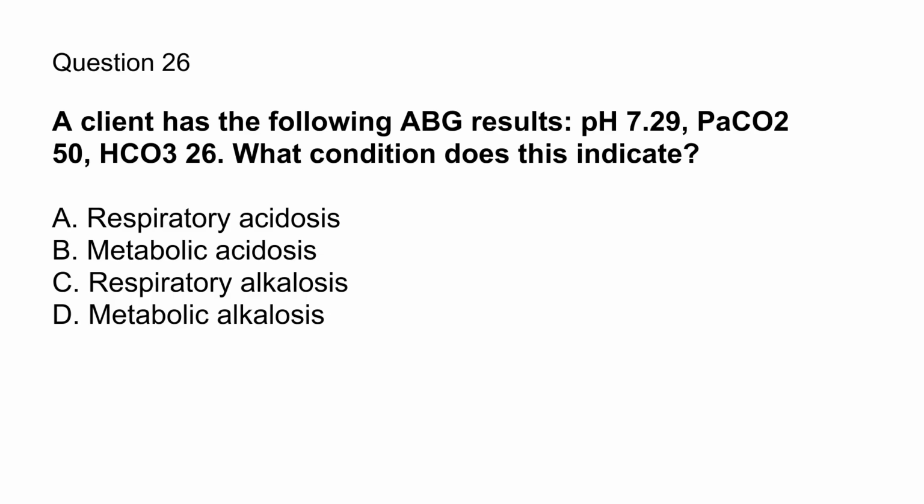26. A client has the following ABG results: pH 7.29, PaCO2 50, HCO3 26. What condition does this indicate? A. Respiratory acidosis. B. Metabolic acidosis. C. Respiratory alkalosis. D. Metabolic alkalosis.